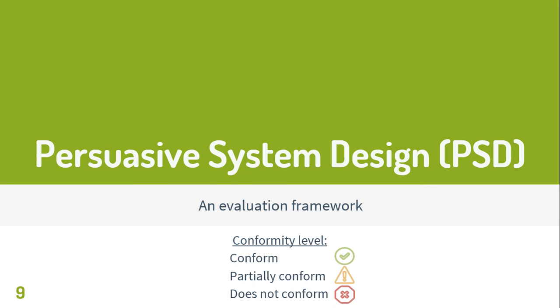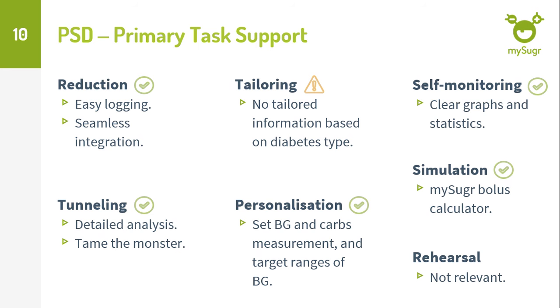Moving on, I will explain my analysis using the PSD framework. This framework consists of four categories, and each category has seven principles. Not all principles are used in the evaluation, as some of them are not aligned with the aim of MySugar. The first category is primary task support. Overall, MySugar complies with most of the principles.